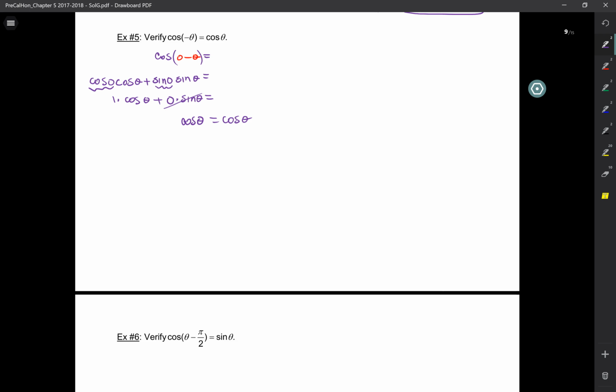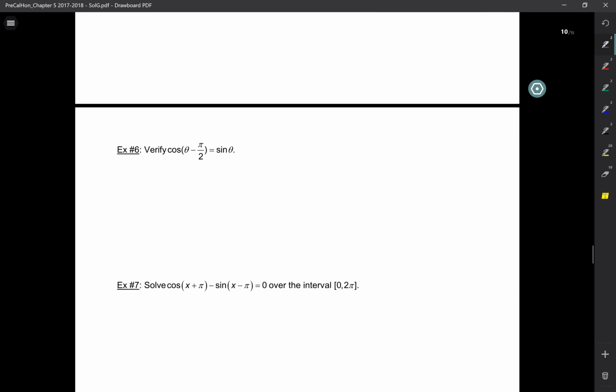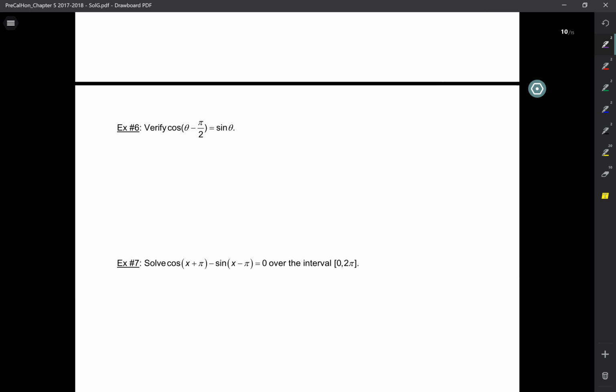Okay, let's do this next one. Because that's another way to write negative theta. What we do is we write it in a way that is appropriate for us to use an identity, a sum and difference identity. All right? Now this next one, cosine of theta minus pi over 2, that's already in that form. So now this is the cosine, so let's just do this one. Cosine theta, cosine pi over 2, plus sine theta, sine pi over 2.